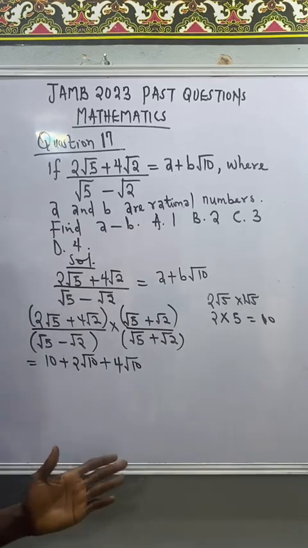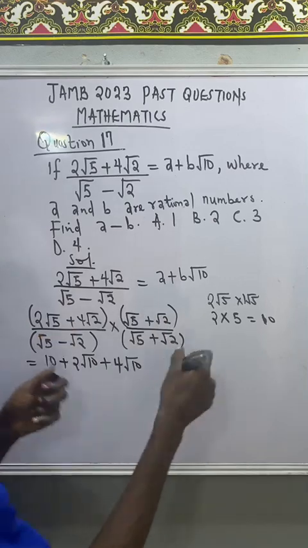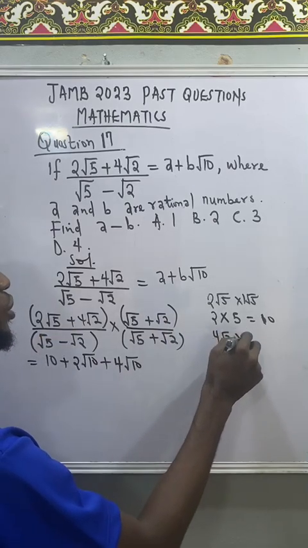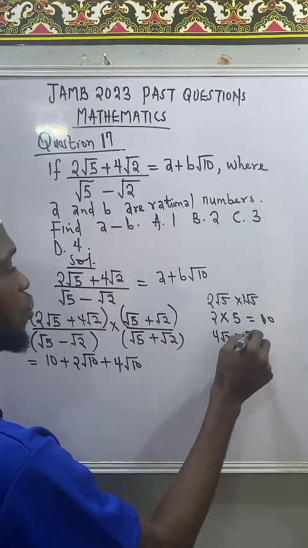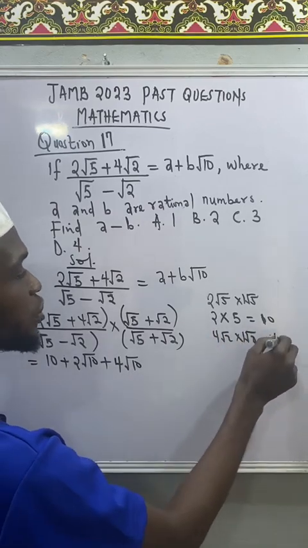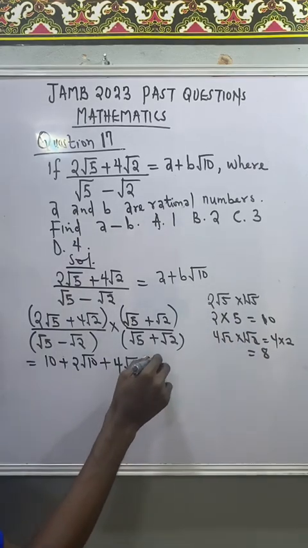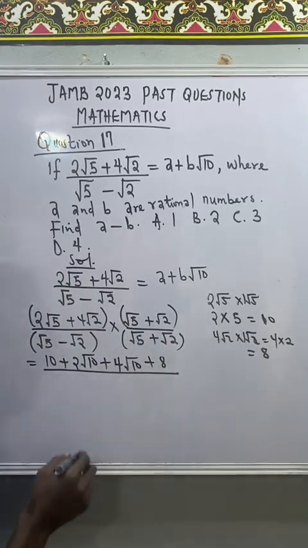So I'm trying to break it down. We have 4 root 2 times root 2. So let's assume that we have 1 here. 4 times 1 gives me 4. Root 2 times root 2 gives me 2. So the result of this is 4 times 2, which is 8. So we have plus 8 here, all divided by.